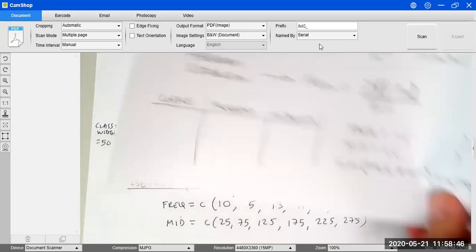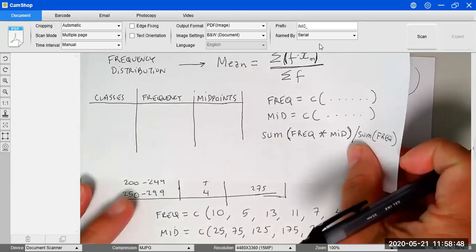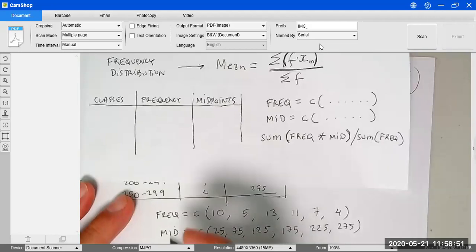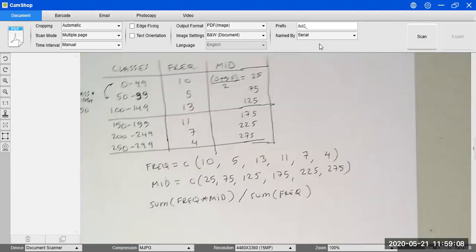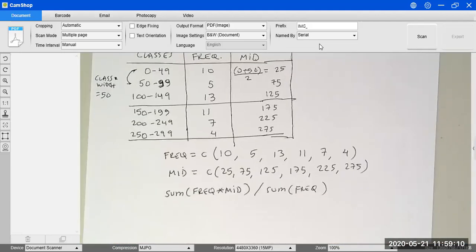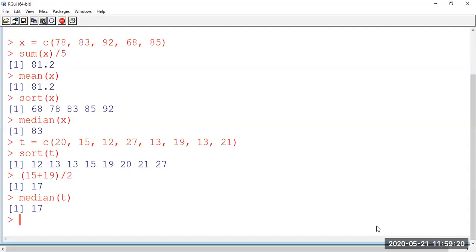So we have here our formula to compute the mean of this frequency distribution. The formula is just the sum of the product of frequencies and midpoints, and then we're going to divide that by the sum of the frequencies. So that's what we need to get the approximate mean for this frequency distribution. So let's do that. Let's go and check in R.